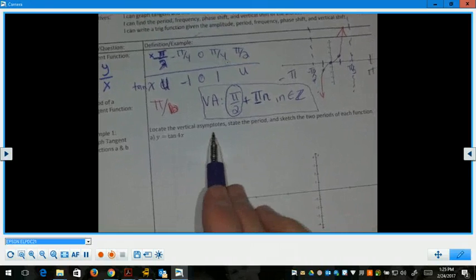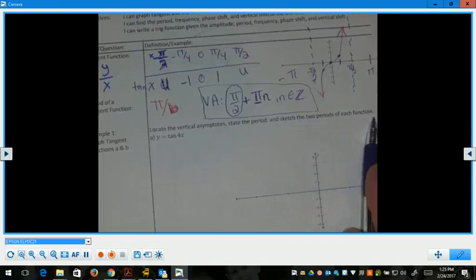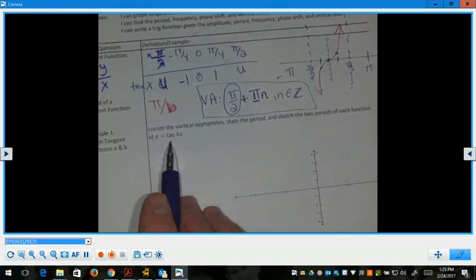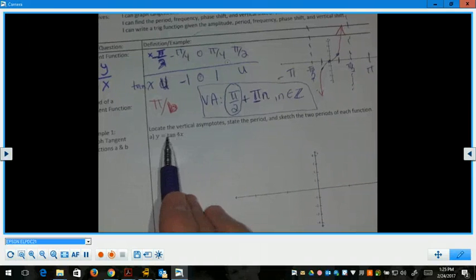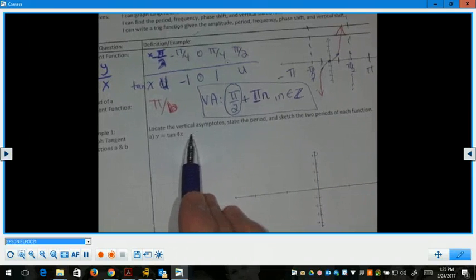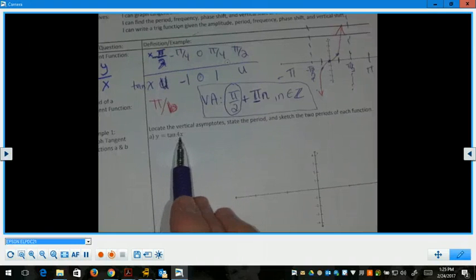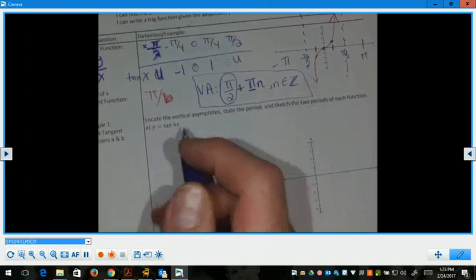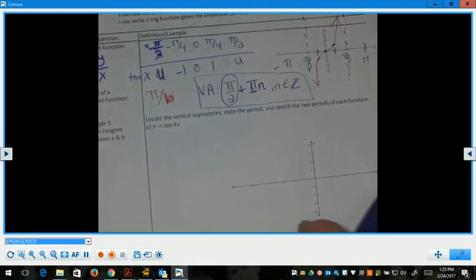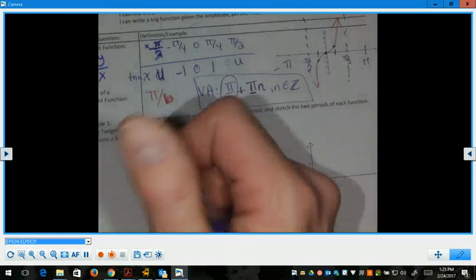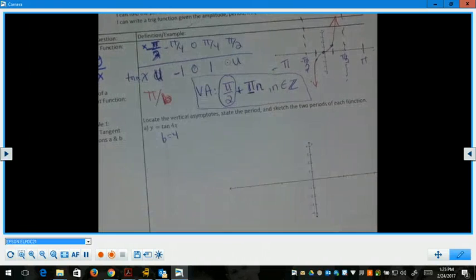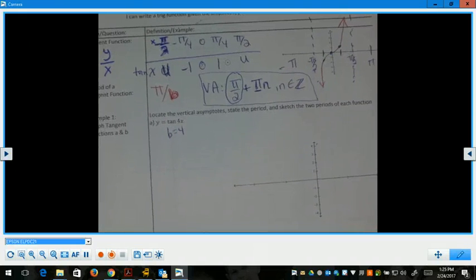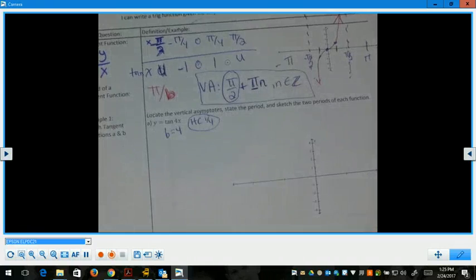All right, locate the vertical asymptotes, state the period, and sketch the 2 periods of each function. So luckily in this one, we only have one thing. There's no vertical stretch or compression, no vertical shift up or down. And I don't have a plus or minus inside, so I don't even have a phase shift yet. We will soon. So what does that 4 represent anyhow? It's b. b is 4. But what does that represent in terms of our graph? A horizontal compression of 1/4. So even though they don't ask for that, it's good to keep that in mind because that's what we're going to have to do to x.